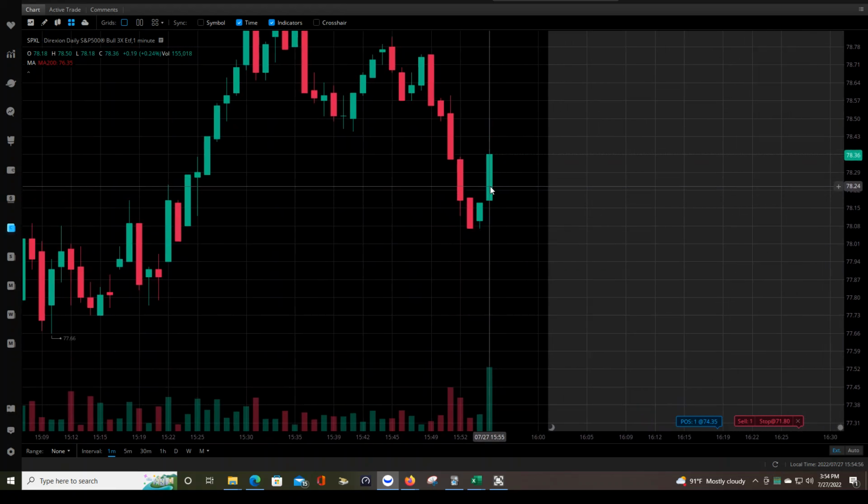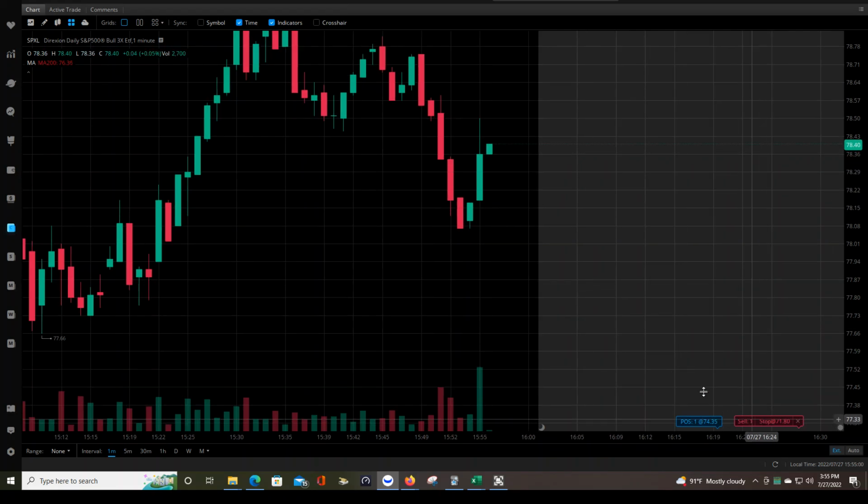This is the 3:54 candle. Actually, that's the 3:55 right there. So now we can move our stop up. I'm going to move it to the low of these two candles. So 78.06.